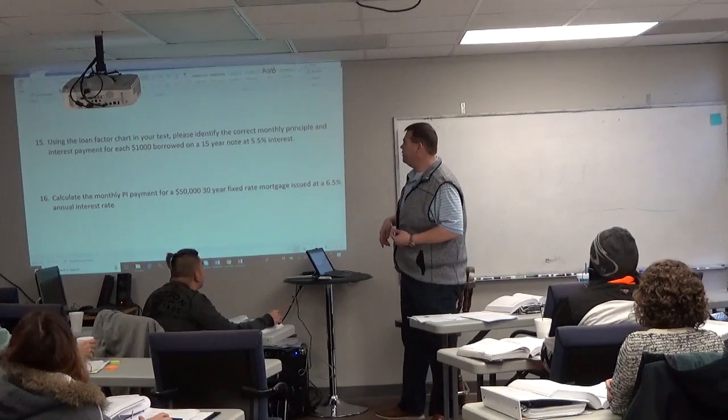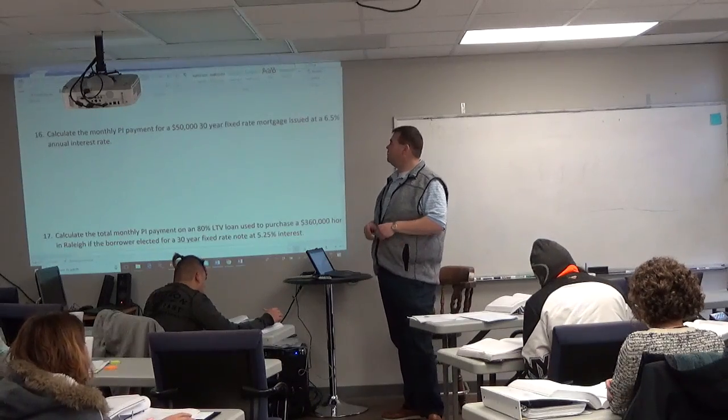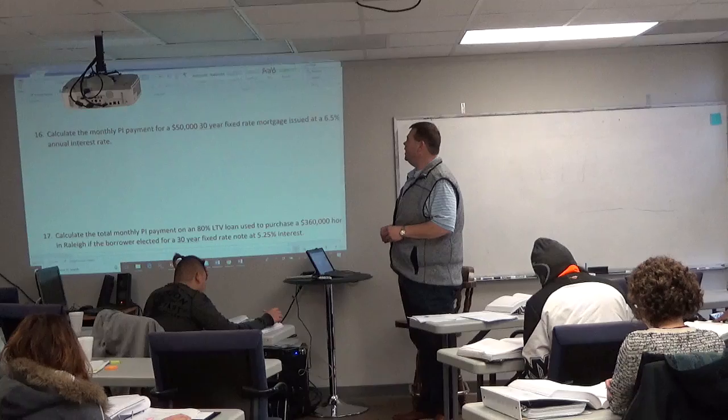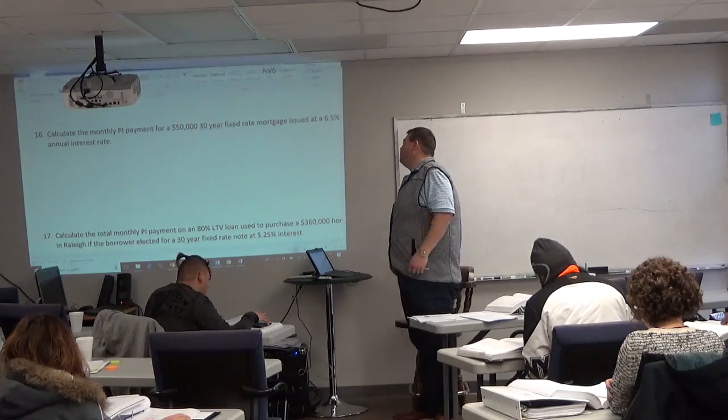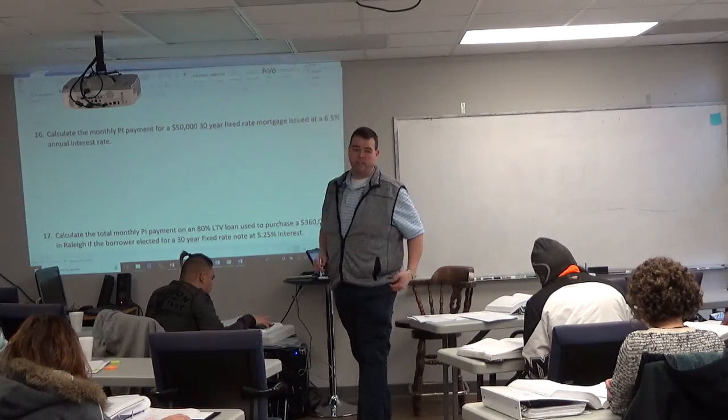All right, so go ahead and work on number 16 then. Calculate the monthly PI payment for a $50,000 30-year fixed-rate mortgage at 6.5% interest. So take just a second and work on that.